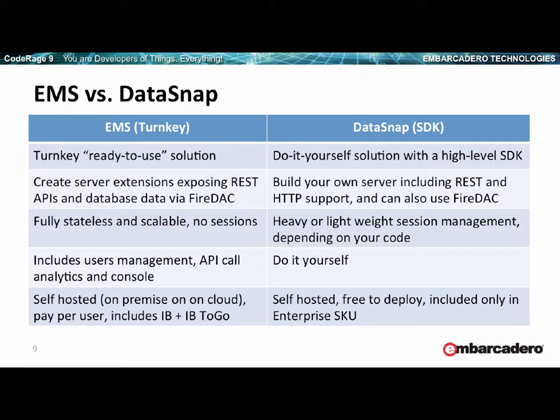EMS is an alternative that is free to develop, but you pay per user for these additional services. But remember that it does include Interbase Server and Interbase to Go. So these are traditionally user-based licenses that are now part of the subscription to deliver these services, including all of the things that you saw with analytics, but also the secure Interbase embedded to go and the Interbase server.